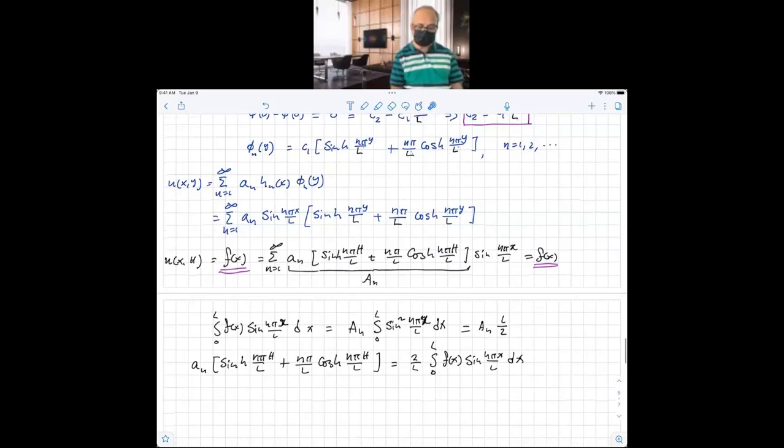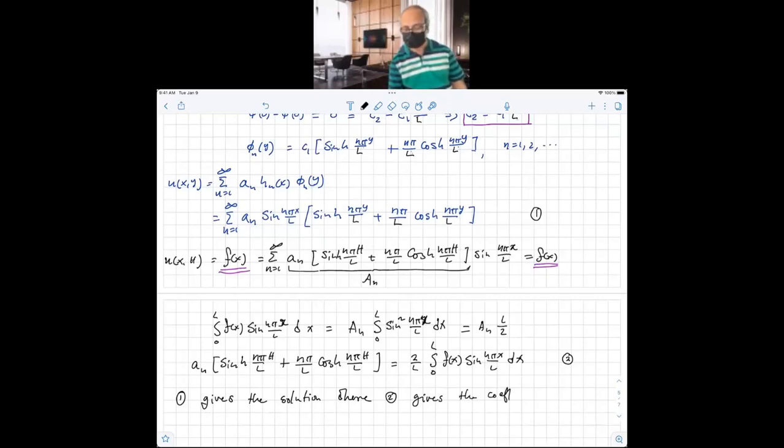Well, so this is a bit messy, so we can say this is number 1, this is number 2. So 1 gives the solution, where 2 gives the coefficient. Okay.